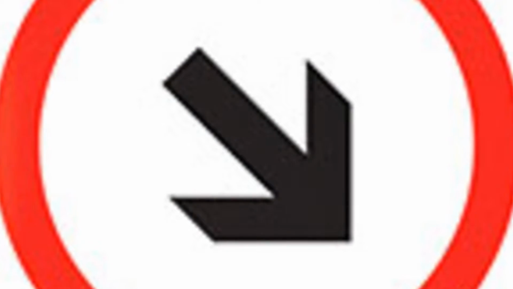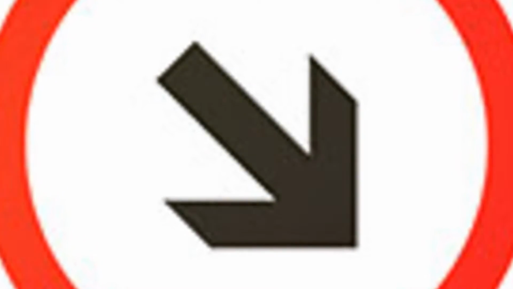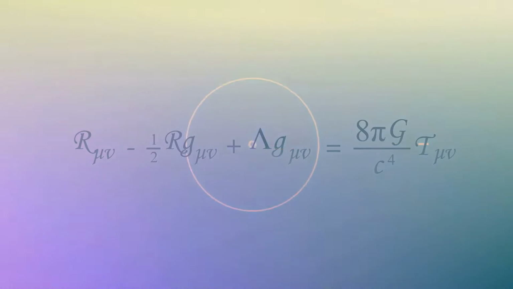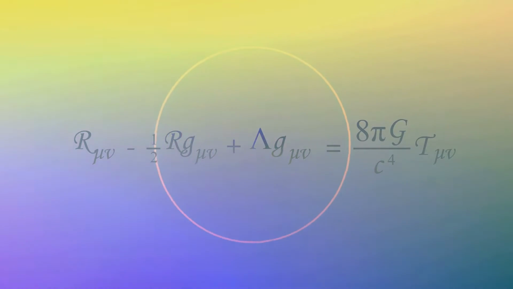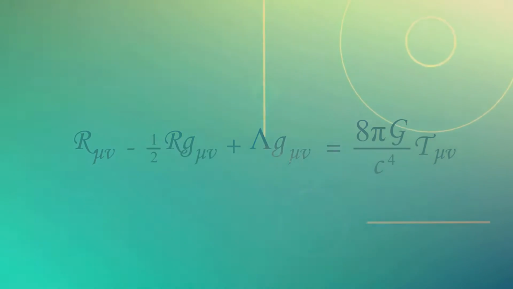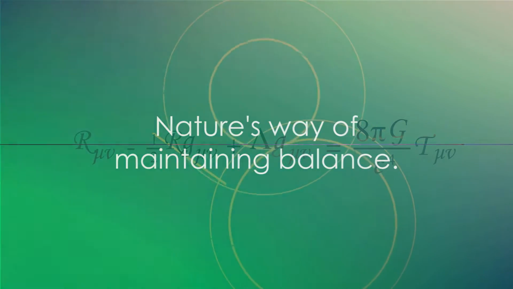But there's a twist. Faraday's law also involves something called the direction of the induced current. This is dictated by Lenz's law, which states that the induced current will always be in a direction that opposes the change in the magnetic field. Imagine it as nature's way of maintaining balance.